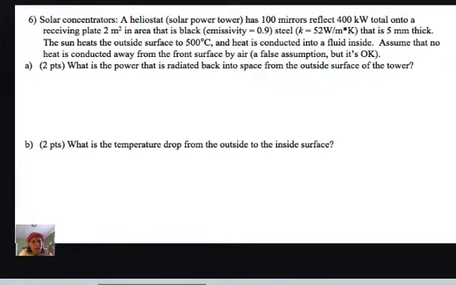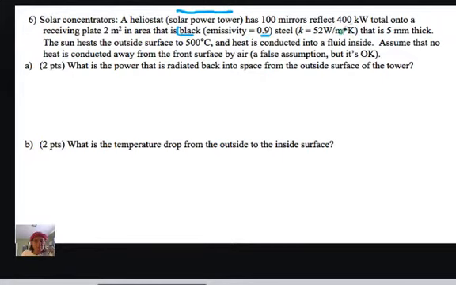Okay, in this problem we have a solar concentrator, and it's loosely described. It says you have a heliostat. It's called a heliostat, a solar power tower. 100 mirrors reflected this much power onto a receiving plate. And it talks about the nature of the receiving plate, which is black. It's got an emissivity of 0.9.